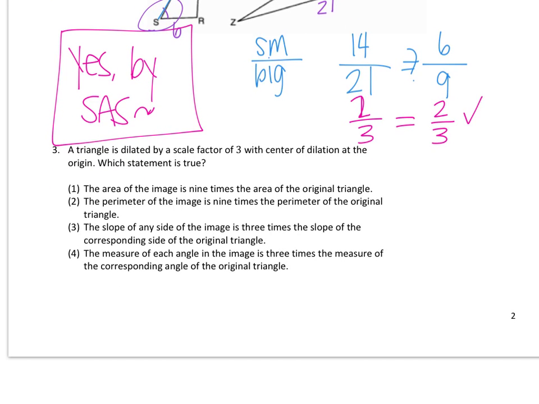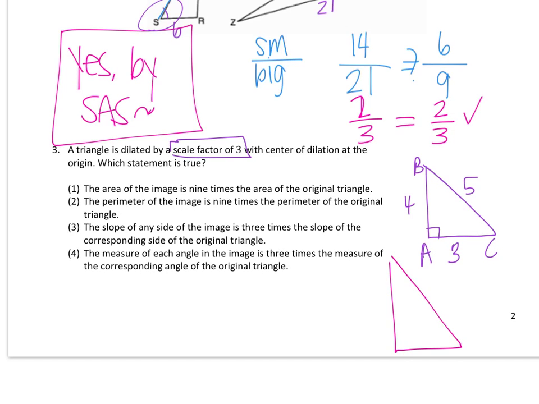Number 3 is a typical multiple choice question that they like to ask. They give us a triangle that's dilated by a scale factor of 3 with the center of dilation at the origin. Which statement is true? When I see questions like this, before I even attempt to answer them, I draw myself a picture. Triangle ABC is always a right triangle in my case, and I have the side lengths of 3, 4, 5. Every single time I choose this because it is a right triangle.